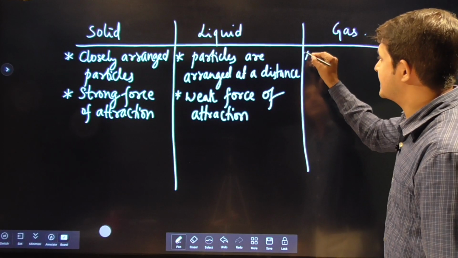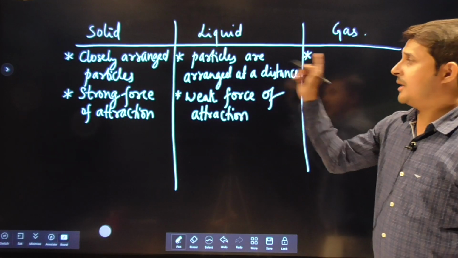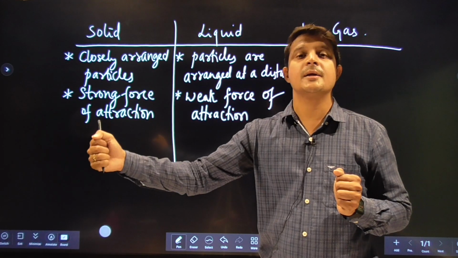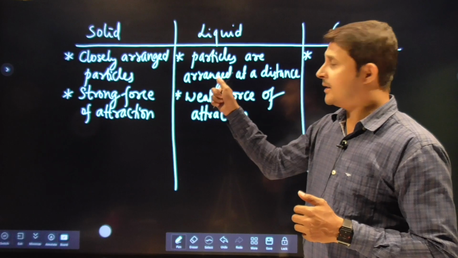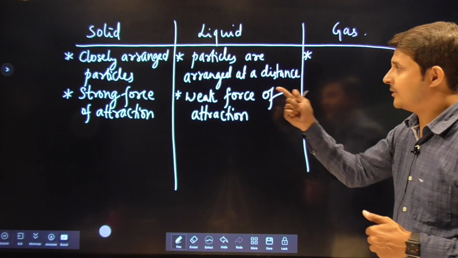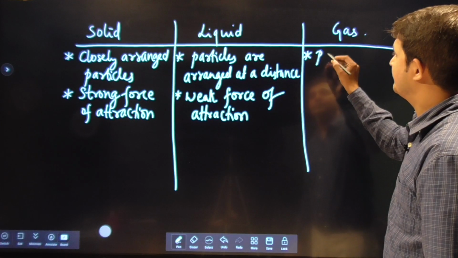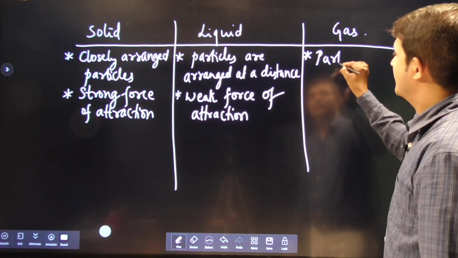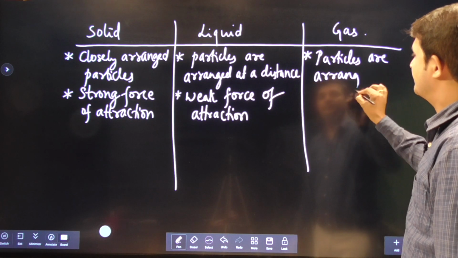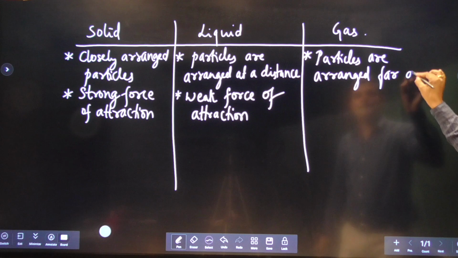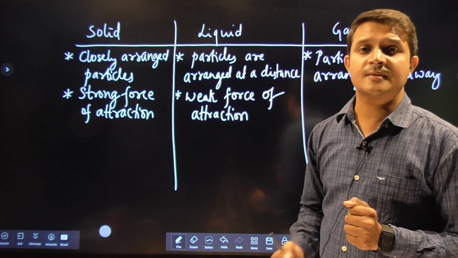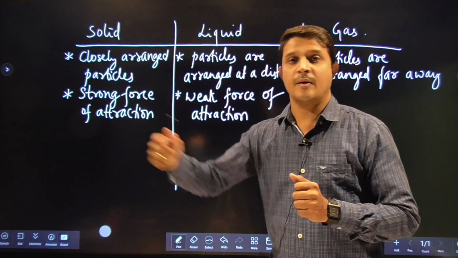Coming to gases. The particles are arranged very far away. So the distance from one particle to another is very far. In liquids it is far, but not so far when compared with gases. Okay, so the particles are arranged far away. The interparticular distance, what we say, is very high.